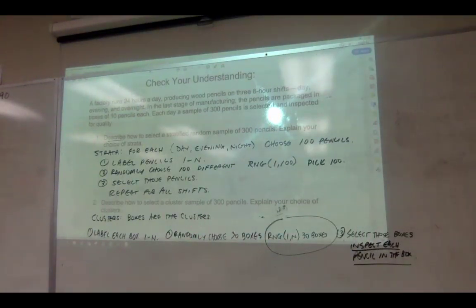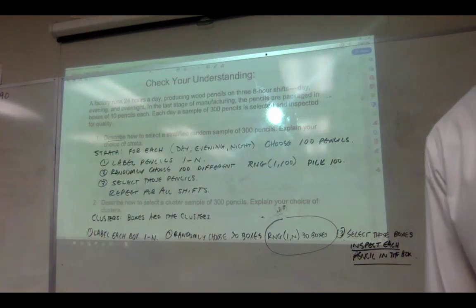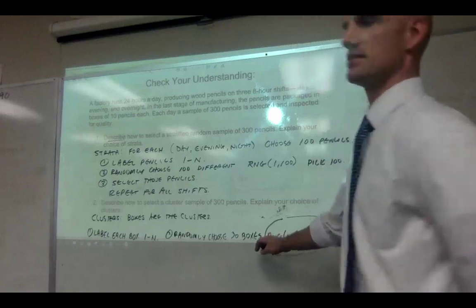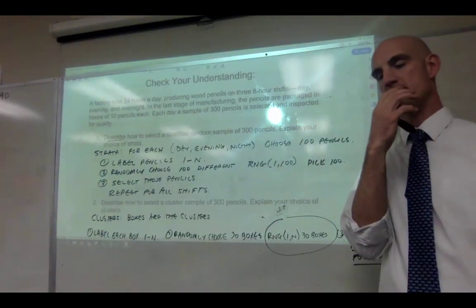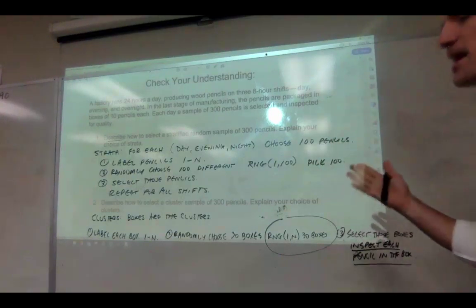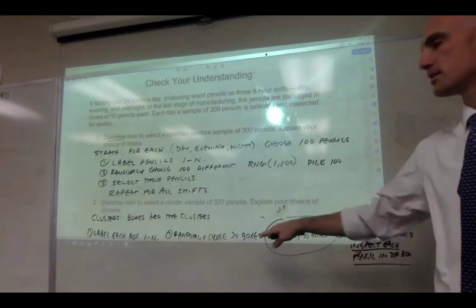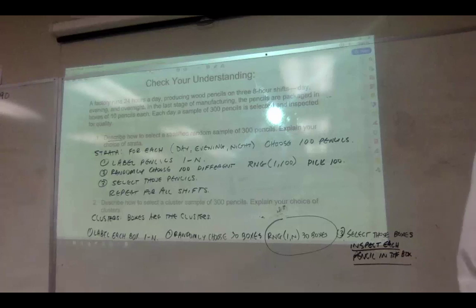Is it easier to pick out a whole box and look at all those than picking out random pencils, right? Because if I'm numbering the boxes, there's so much less numbering. There are benefits to both, but your cluster sample is going to take less time.